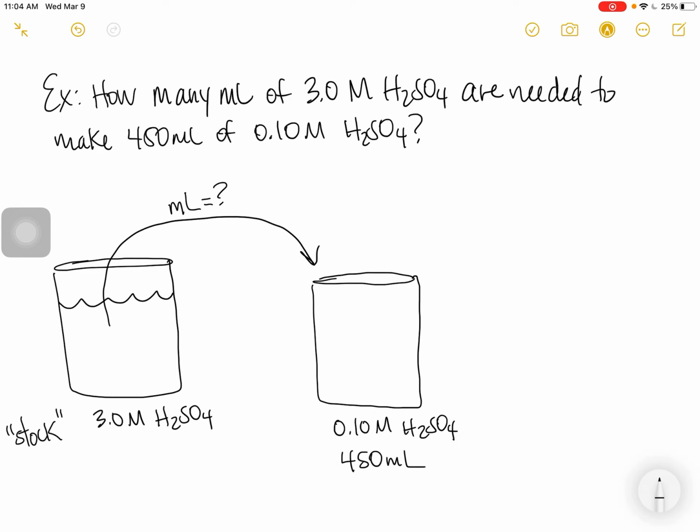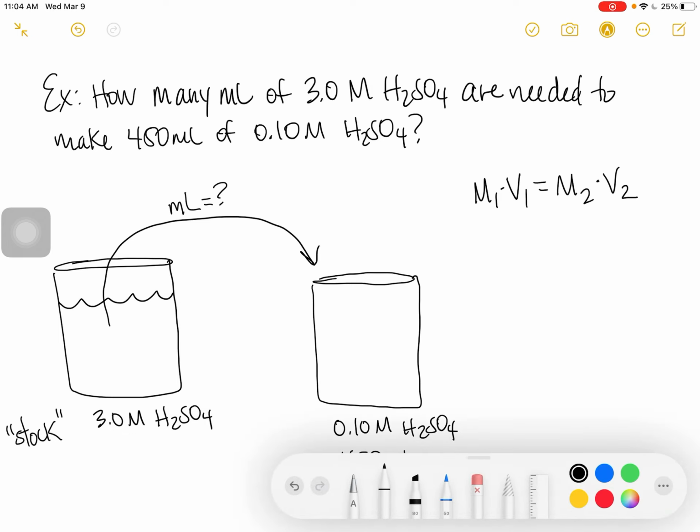So we're going to solve this with M1 V1. Just like any other variable equation, I have 3 pieces of information and I'm looking for the 4th, but we have to be very careful in where we put these, how we classify these. Let's talk about what we're looking for first.